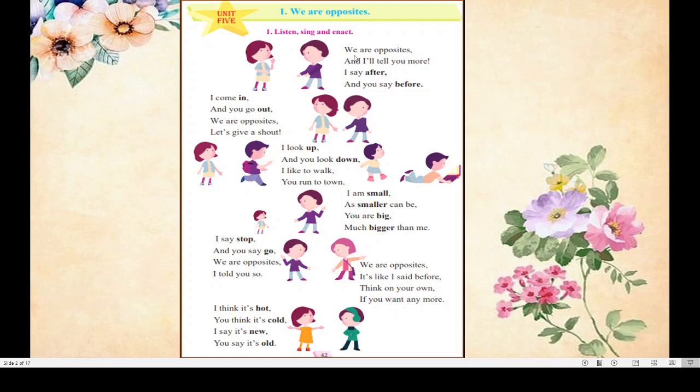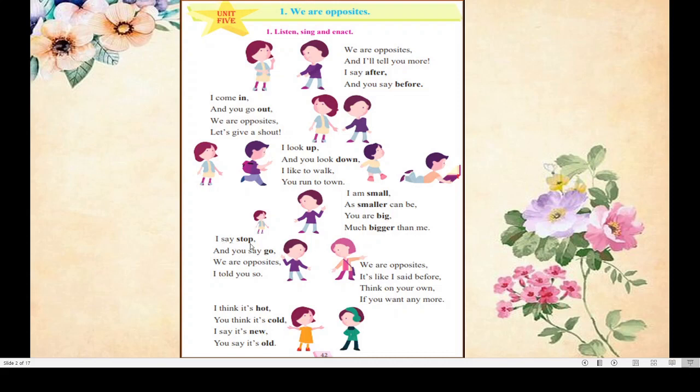We are opposites and I tell you more. I say after and you say before. I come in and you go out. We are opposites. Let's give a shout. I look up and you look down. I like to walk and you run to town. I am small, as smaller can be. You are big, much bigger than me.